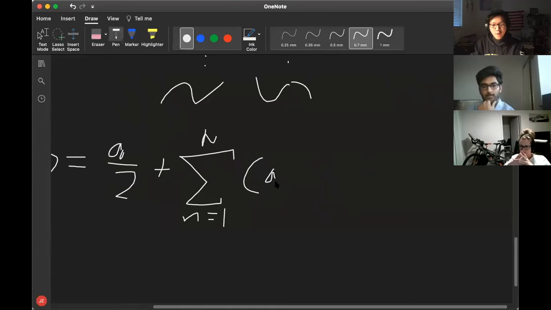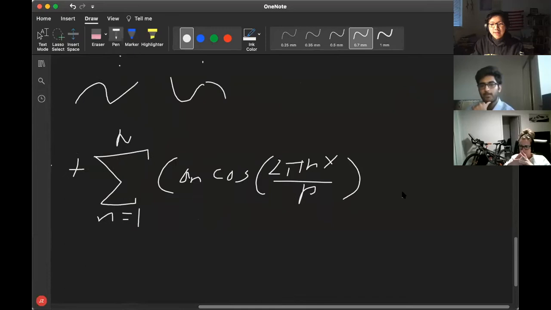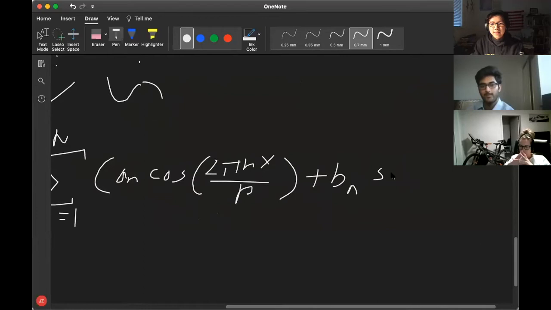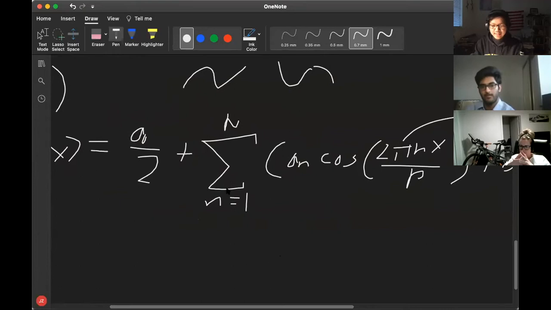So then you would have a sub n cosine of 2 pi n x over p. And then you would have the sine version of this. There would be another coefficient here, b sub n, times the sine, and it would have the same argument that would go in here. So this is what I mean by the Fourier series. You can see the summation here, so it is a series. You do have your cosines and sines, but it is worth taking a look at what exactly is going on here.